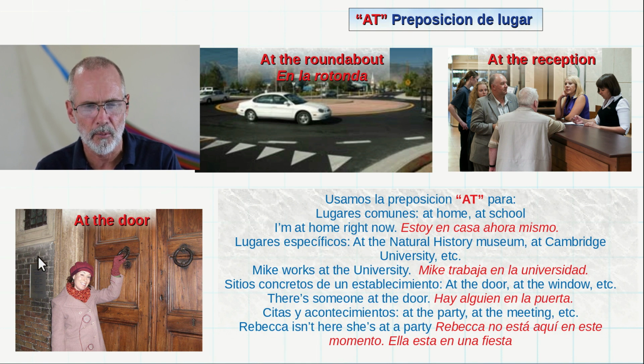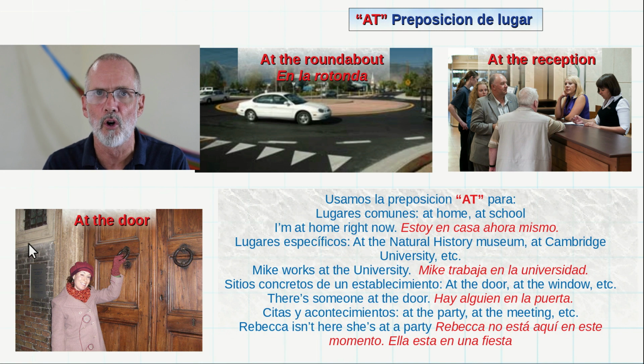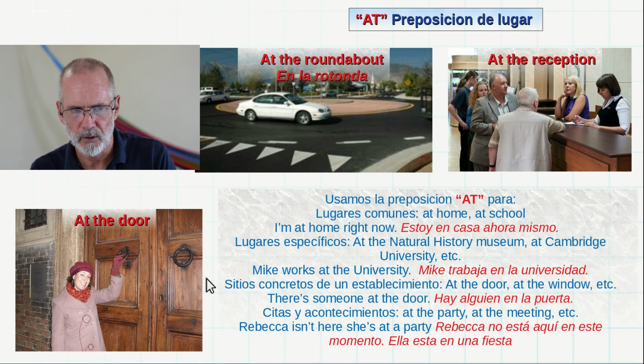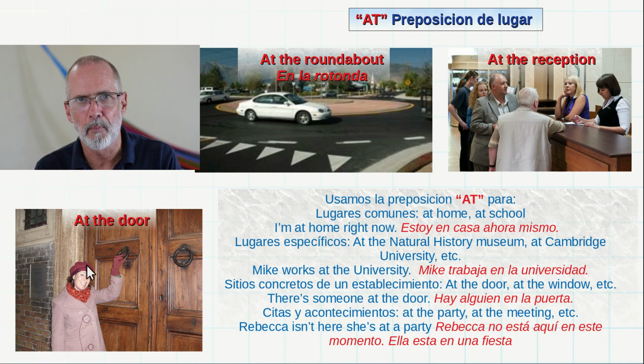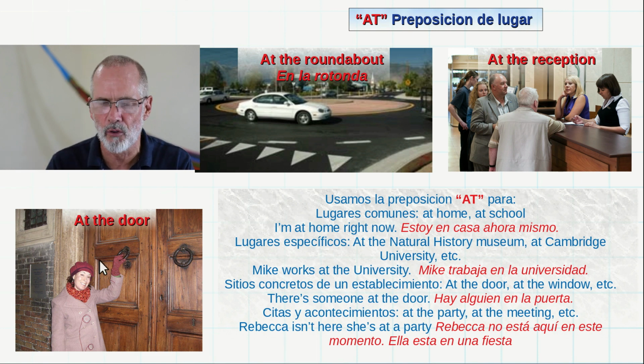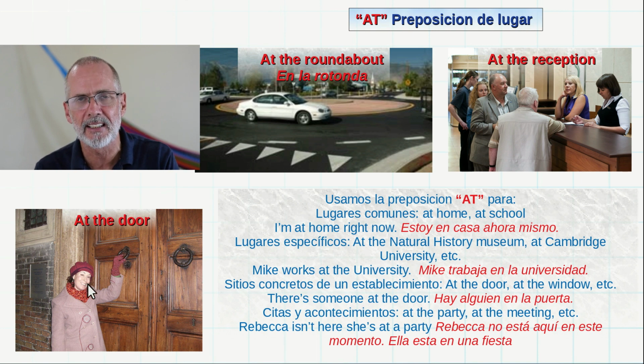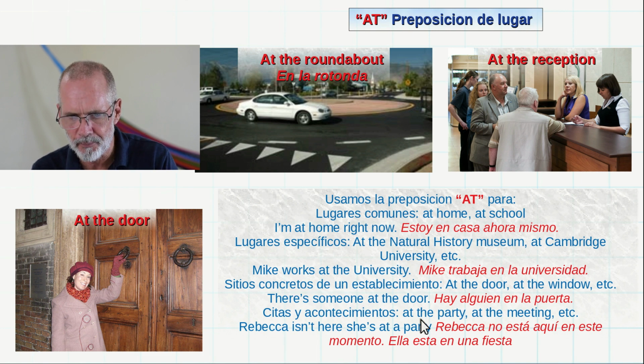Por ejemplo, aquí como este. She's knocking on the door. She's knocking on the door, but she is at the door. O sea, ella está tocando en la puerta, she's knocking on the door, but she is at the door. Ella está, supongo en español, en la puerta, ahí digo.